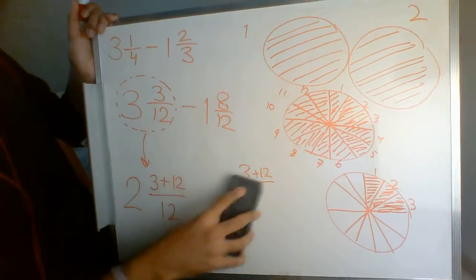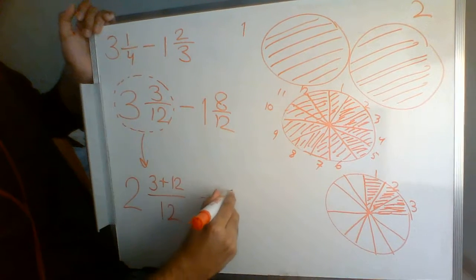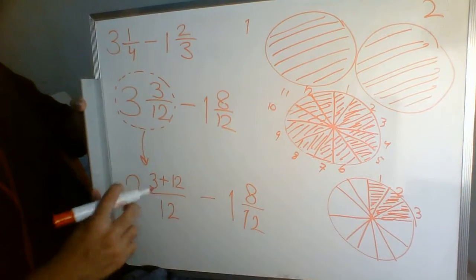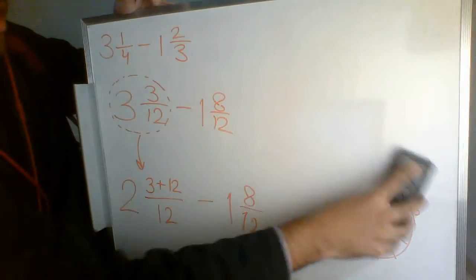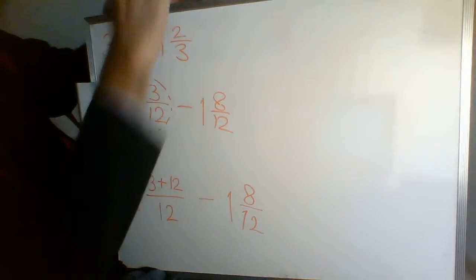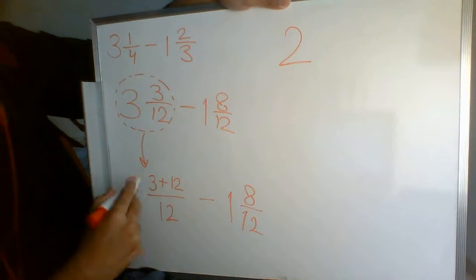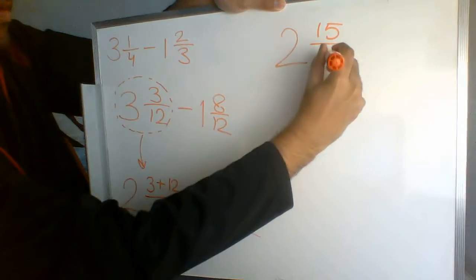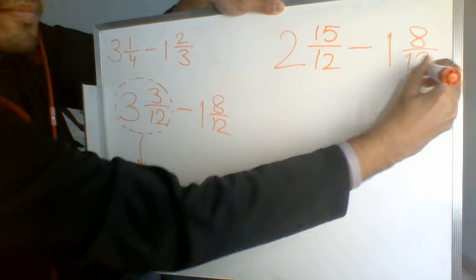And so what I can do then is rewrite that second fraction down there. So we've got minus 1 and 8/12. Right? And 3 plus 12, I don't need to leave it written like that. I can change that. I'm going to get rid of this diagram now. Hopefully we don't need it anymore. Now we've got, in our pizza shop, 2 whole pizzas. 3 plus 12, that's our new numerator. That's going to be 15 over 12. And then we want to subtract 1 and 8/12.